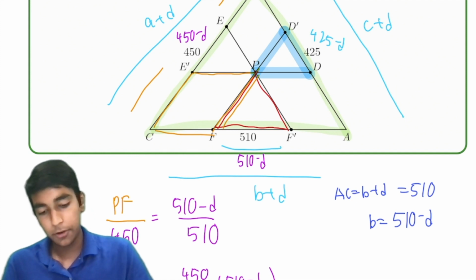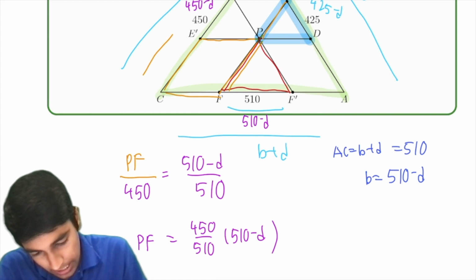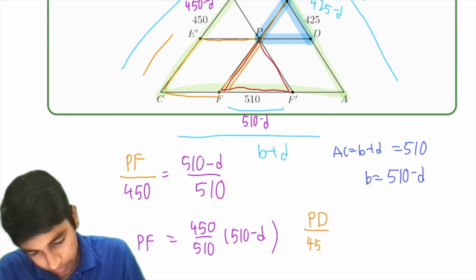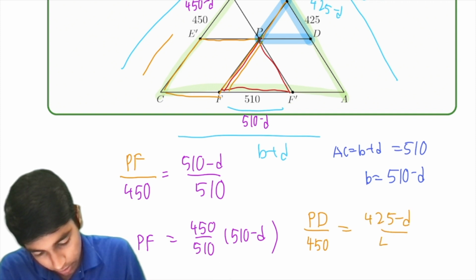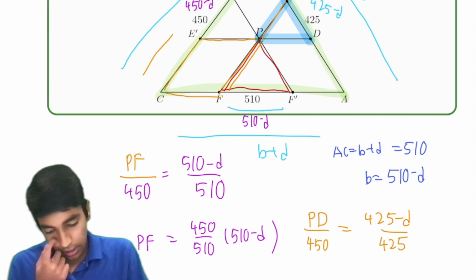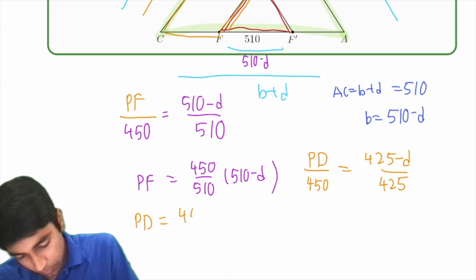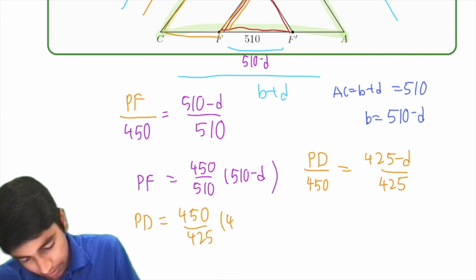And now we can just use similar triangles again. We have that PD over 450 is equal to 425 minus D over 425. Therefore, PD equals 450 over 425 times 425 minus D.